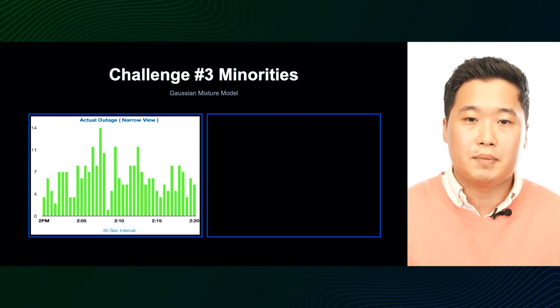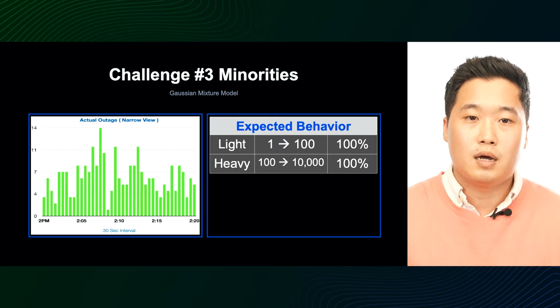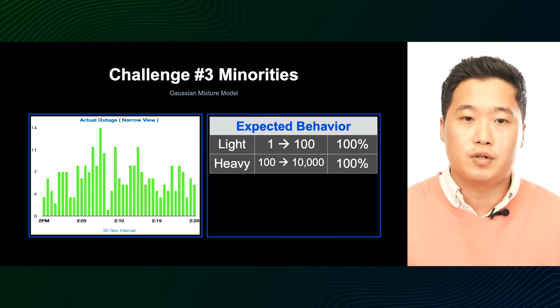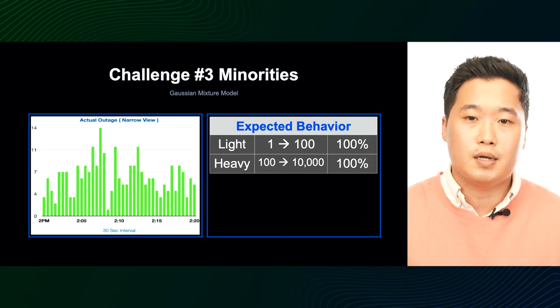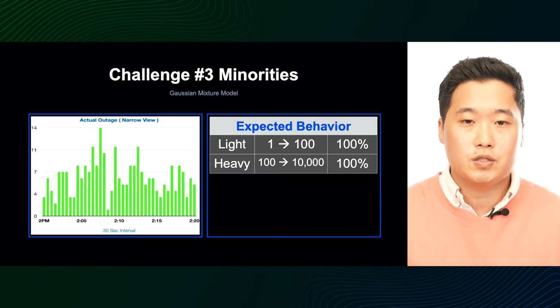I realized that my previous assumption on the feature was wrong. For example, I first expected that a lightly used API would increase from 1 to 100. That is a 100% increase. Likewise, I also expected that a heavily used API would increase from 100 to 10 million. That is also a 100% increase.